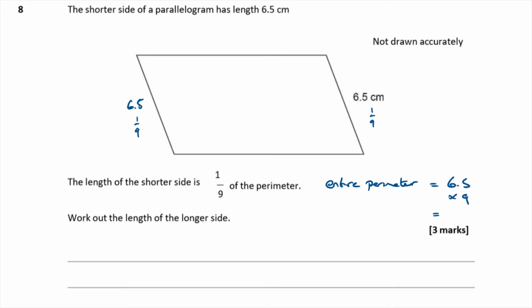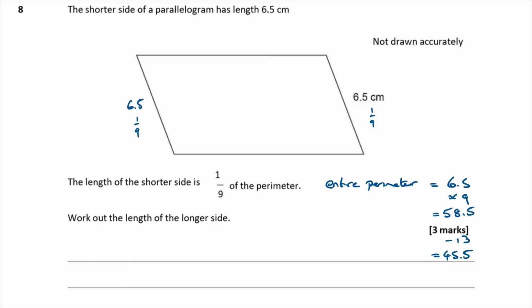Well, 10 6.5s would be 65, wouldn't it? And then take away 6.5, that's 58.5. So the entire perimeter is going to be 58.5. The two lengths I know about are 6.5 and 6.5, which adds up to 13. So if I subtract 13, that's going to give me 45.5 to share out between the two other sides.